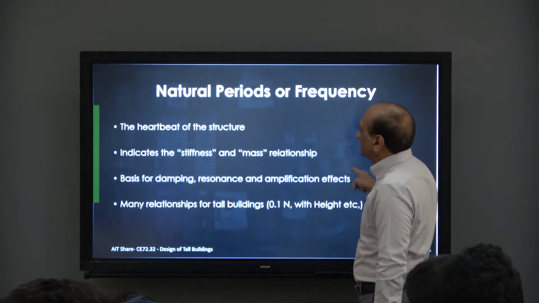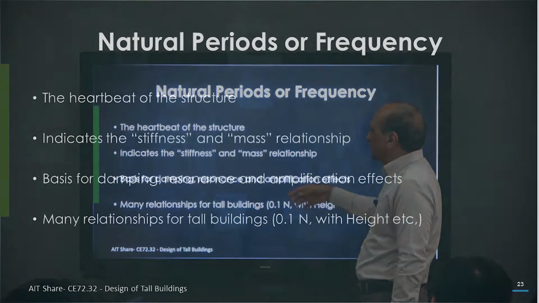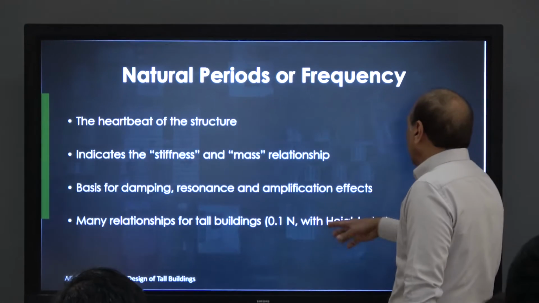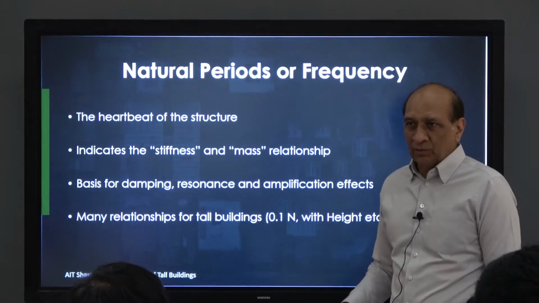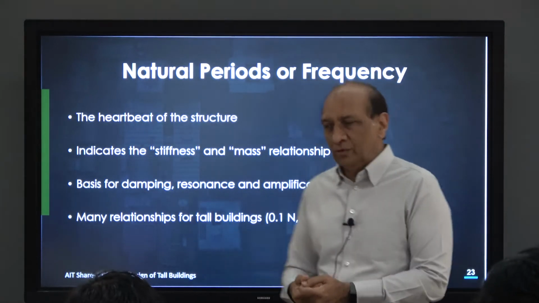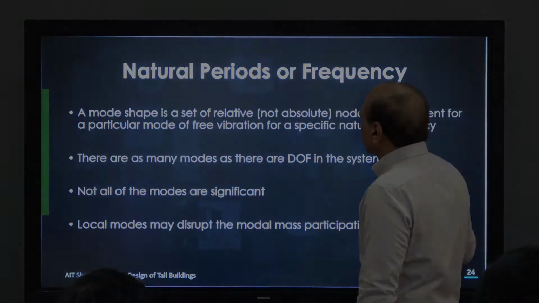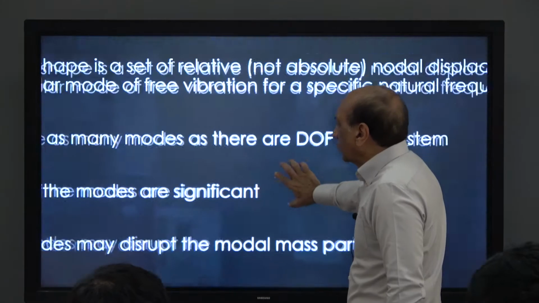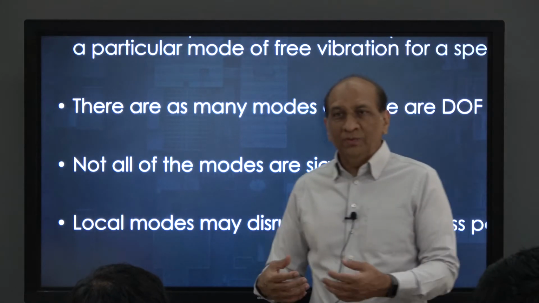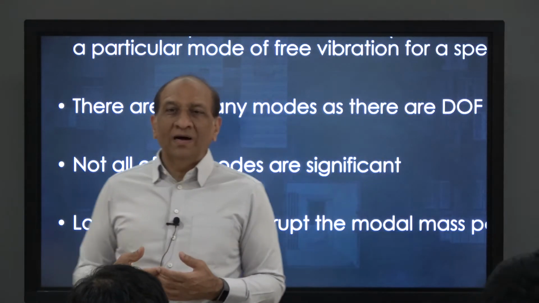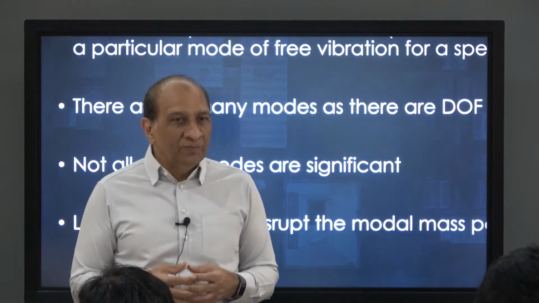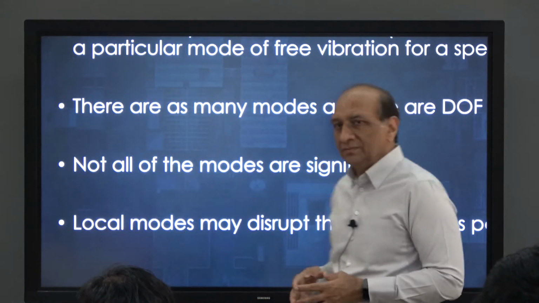So natural period, the heartbeat, indicates stiffness and mass relationship, the basis for damping, resonance, and amplification effects. Many relationships for tall buildings and others exist, right, to estimate that. And then measurement, we actually can measure the natural frequencies of the structure. So this is important. Not all of the modes are significant, and that's the problem. Modal extraction, we need to be able to search which ones are significant and which ones you can neglect. How many modes should be studied, right?